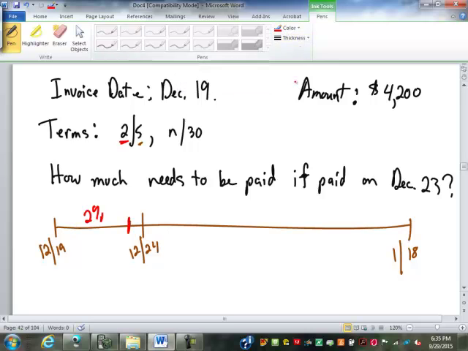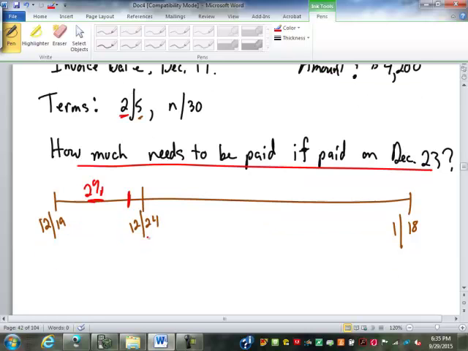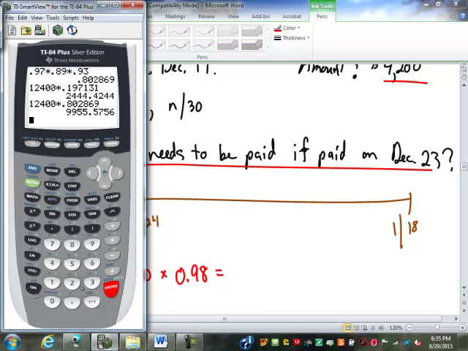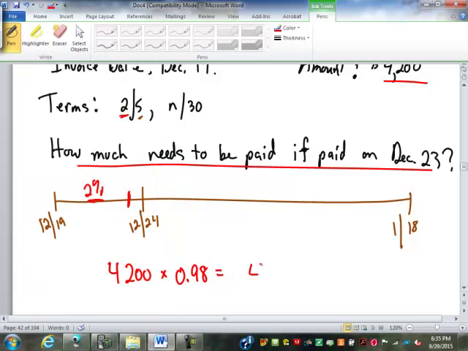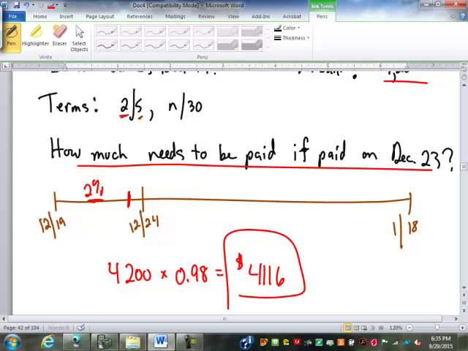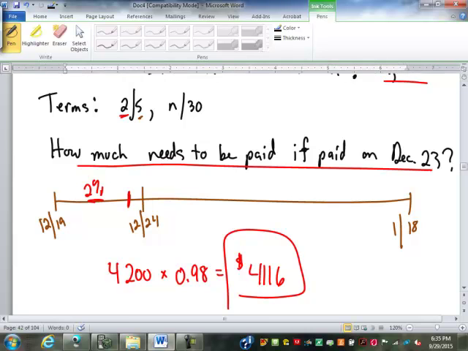Now, how much is paid? How much do they need to pay? Well, if they get a 2% discount, what percent are they going to pay? 98%, right? We could find 2% of 4,200 and subtract it, but it would be quicker to do this. 4,200 times 0.98. Just change it into a rate. You bet. It gives us $4,116 is the amount that is paid. Well, it's $84 off. That's not bad.